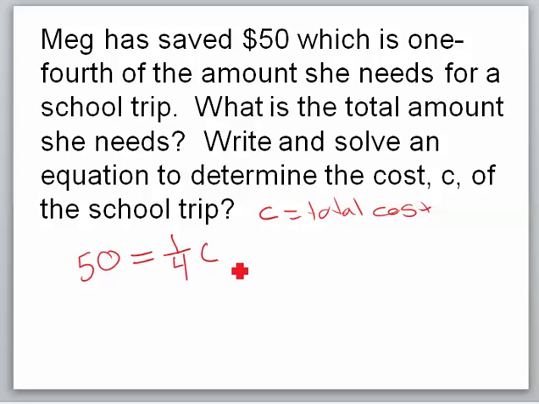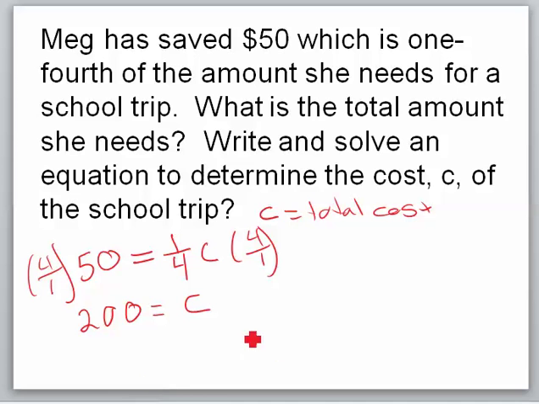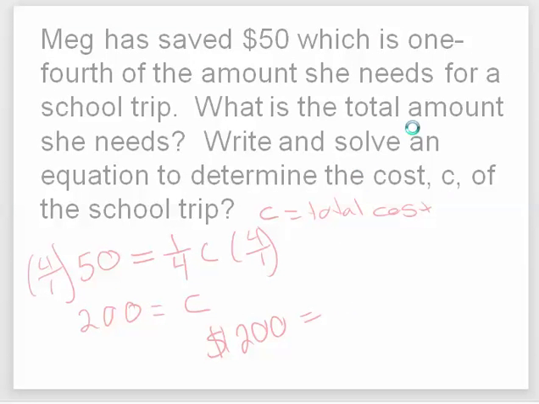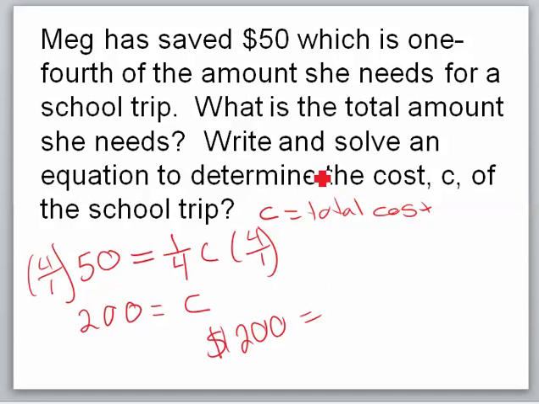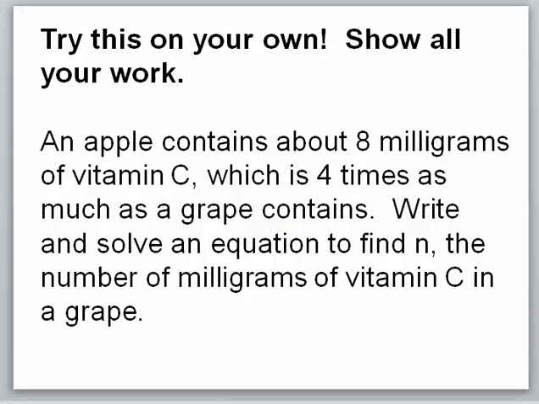So there's my equation. Now I need to solve it, so I'm going to multiply by the reciprocal on both sides. Bring down that equal sign. I'm going to get C, and C equals 200. Okay, so she needs $200. That's C. Alright, try this one on your own.